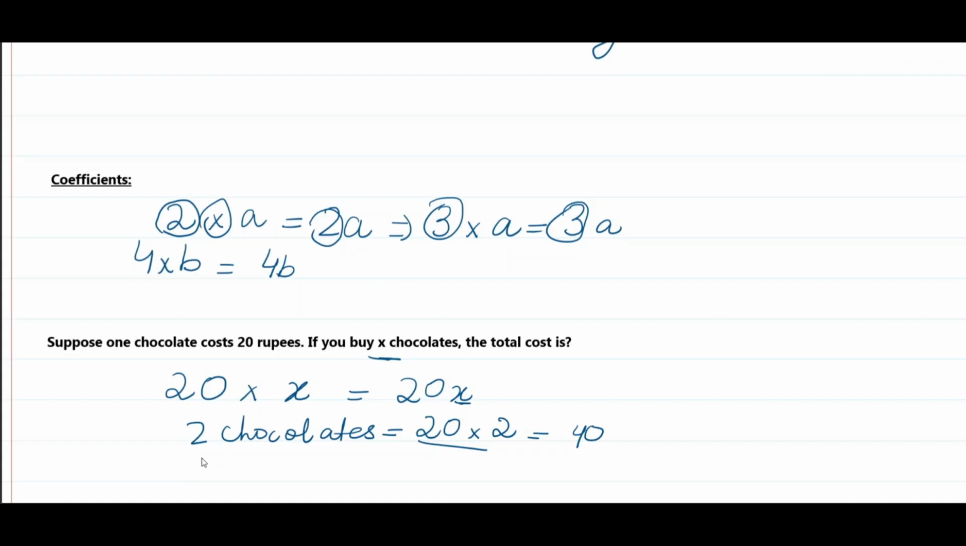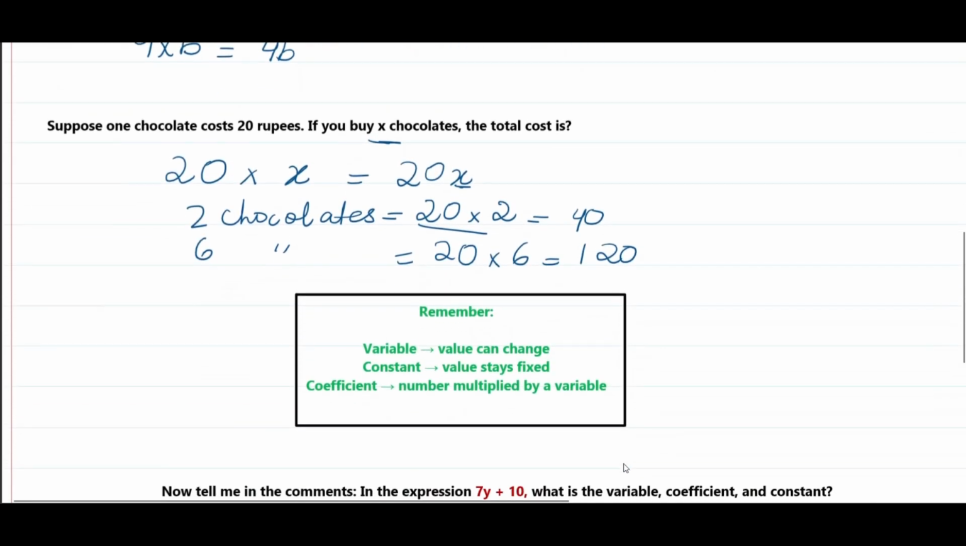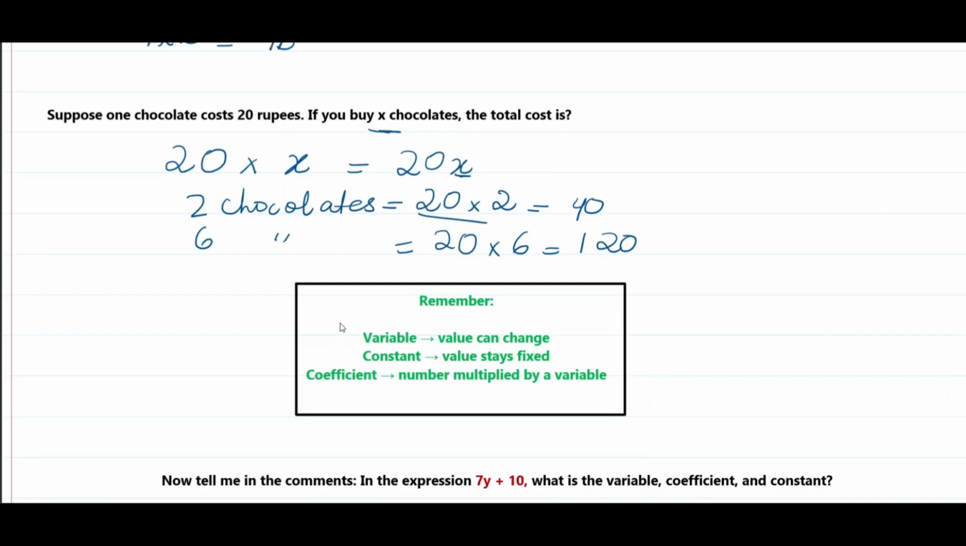Okay, for example, I want to buy 6 chocolates. What will you be doing here then? 20 is multiplied by 6, and the answer is 120. 120 rupees. So what do we need to remember? That a variable's value can change. A constant's value stays fixed, and a coefficient is the number multiplied by a variable.